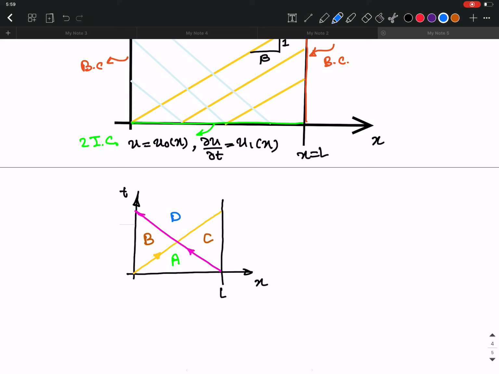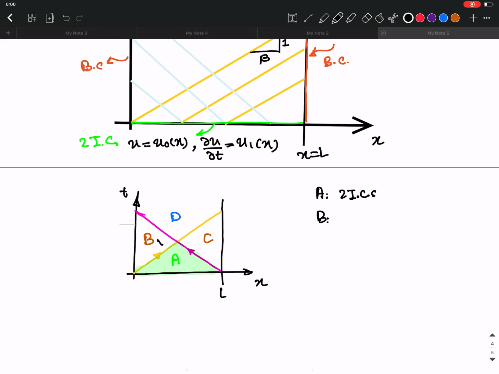Okay, so at A, as it is clear from here, you need two initial conditions, right? So at this region, you need two initial conditions to be able to find the solution. Okay, so let me do it with this maybe. So at A you need two initial conditions. Then let's investigate B. So at B, what do you need?